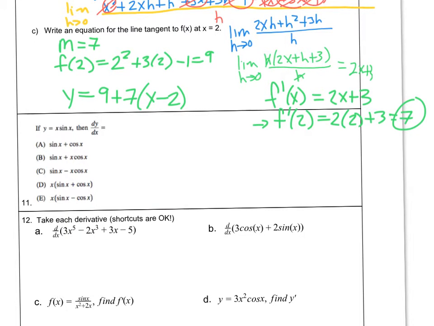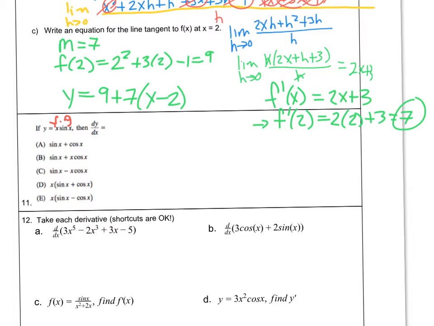For number 11, we have to use the product rule. I'm going to leave the derivative rules up on the board for this spiral and for the next spiral, and these are feedback sections. After that, they're going to go away. And I've got to identify that this is f times g, where x is f and sine of x is g.